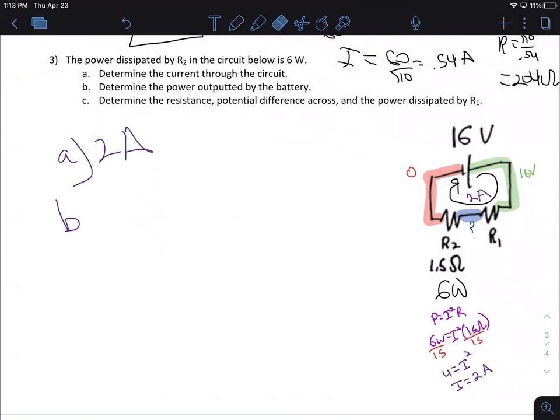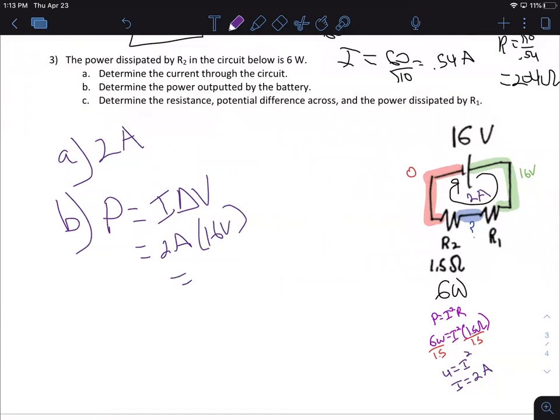B, determine the power outputted by the battery. So now I'm looking at my battery. What do I know about the battery? I have 16 volts as its potential difference. It's changing it by 16. And I know there's 2 amps of current going through the battery. So I can say for the battery, 2 amps, 16 volts, 32 watts, 32 joules per second.